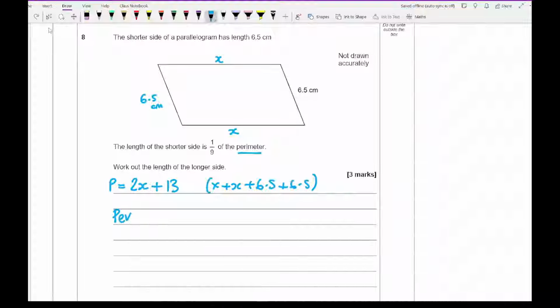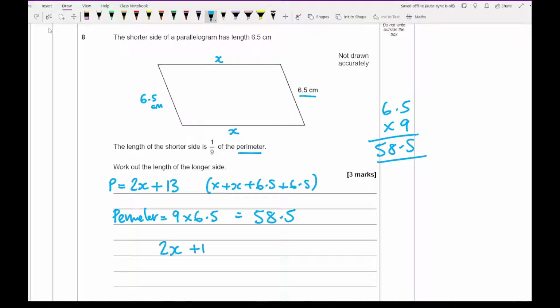Now, the perimeter is therefore going to be 9 times 6.5, because if 6.5 is 1/9, then to work out the whole of that, we just need to multiply it by 9. Now, 9 times 6.5 is going to give me an answer of 58.5 centimeters. Again, all we need to do to work that out is just do 6.5 times 9, and we'd get our 58.5, or whichever way you work with decimals. So what we've worked out is we've got 2x plus 13 equals 58.5.